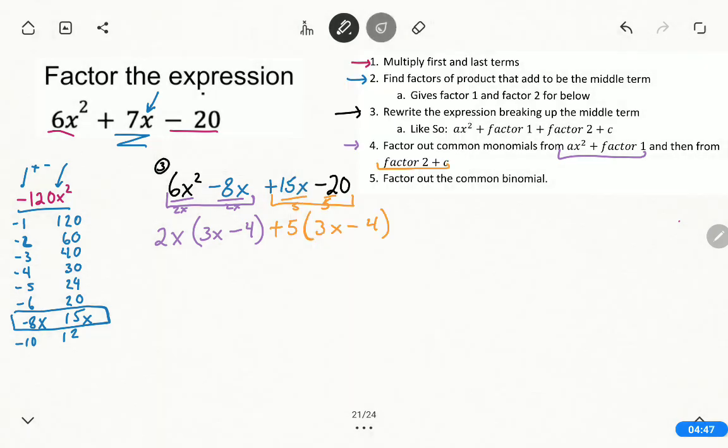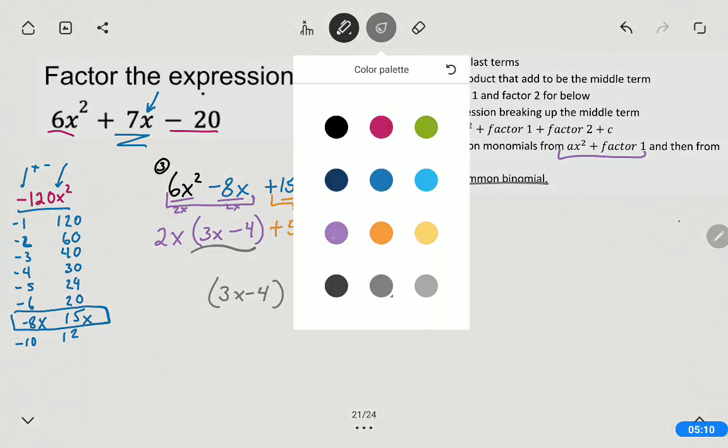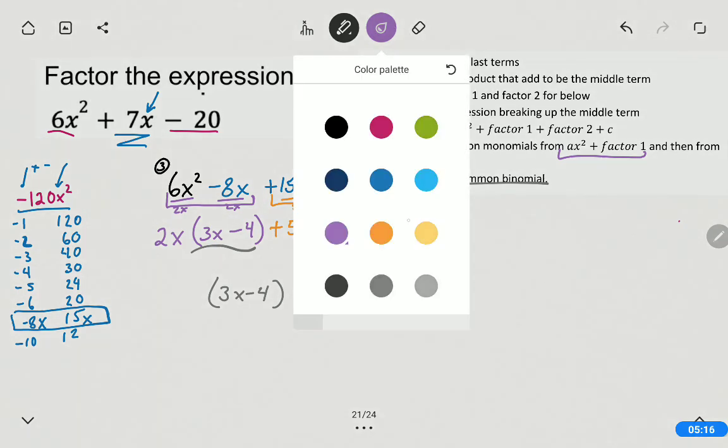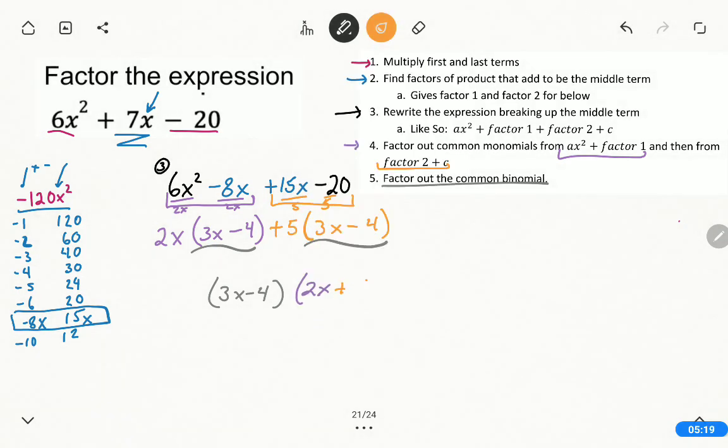The final step for factoring by grouping is to factor out the common binomial. If you do factoring by grouping correctly, each of the groupings should share a common binomial, which we will factor out similar to how we did the 2x. So we're going to pull that out of both groupings. So the 3x minus 4 is going to come out of both groupings. And then what's left in the first term would be the 2x. And in the second term, from the second grouping, will be 5. So overall, our factors are 3x minus 4 times 2x plus 5.